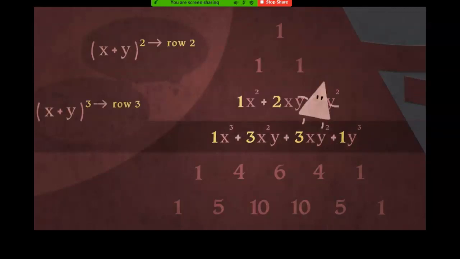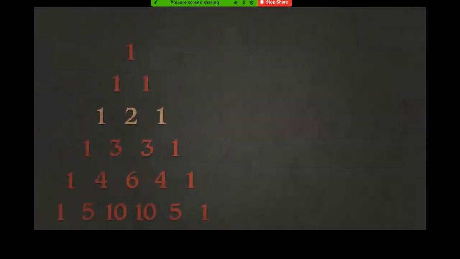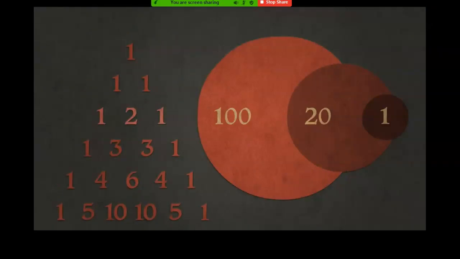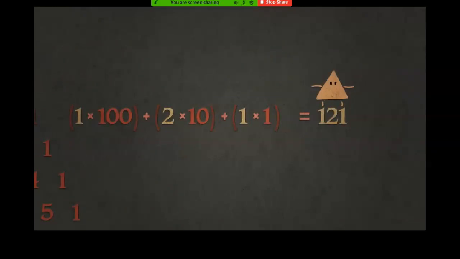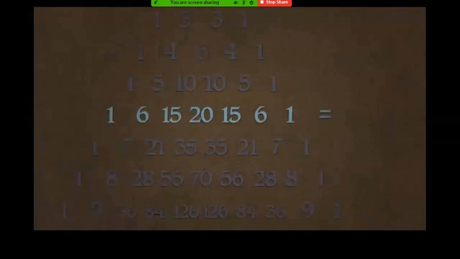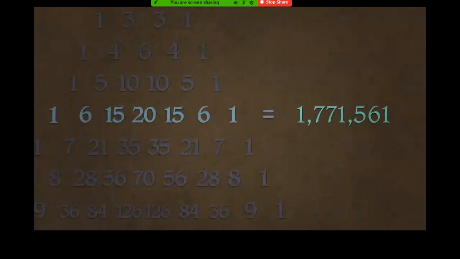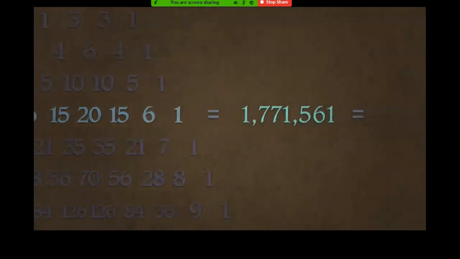But there's much more. For example, add up the numbers in each row, and you'll get successive powers of 2. Or, in a given row, treat each number as part of a decimal expansion. In other words, row 2 is 1 times 1 plus 2 times 10 plus 1 times 100. You get 121, which is 11 squared. And take a look at what happens when you do the same thing to row 6. It adds up to 1,771,561, which is 11 to the 6th, and so on.